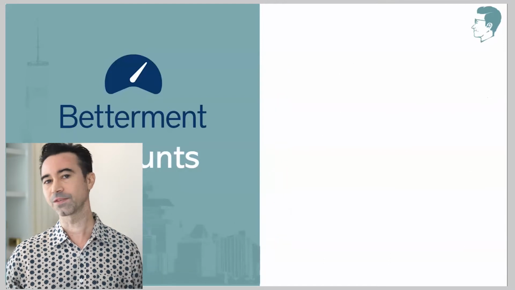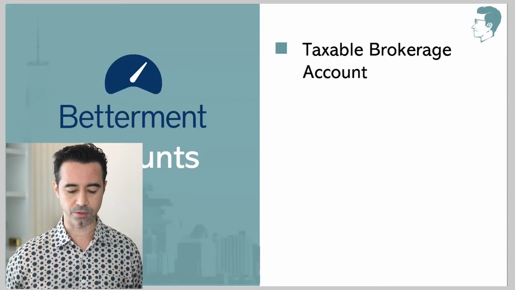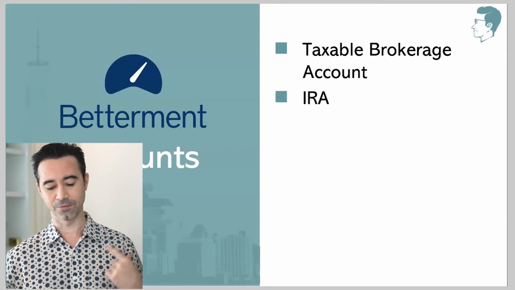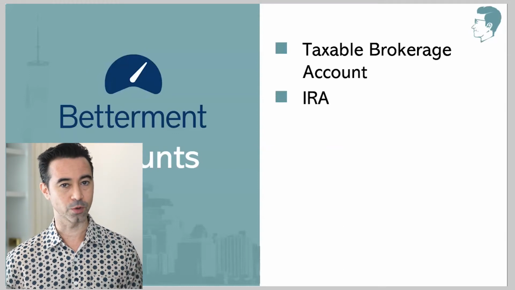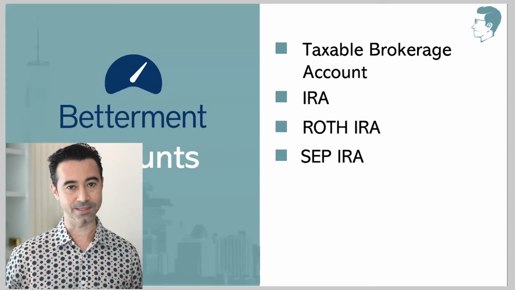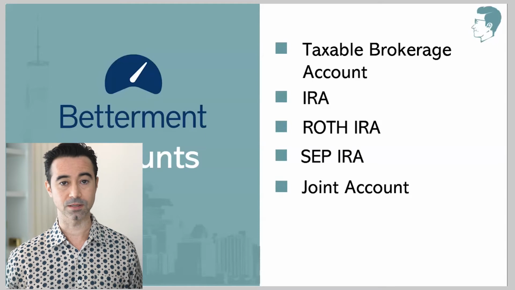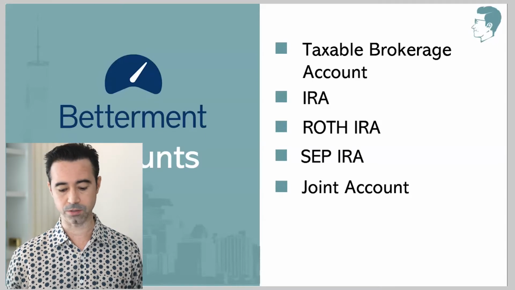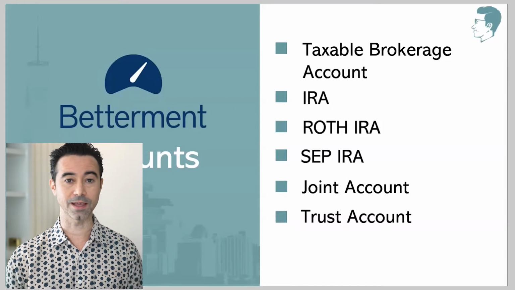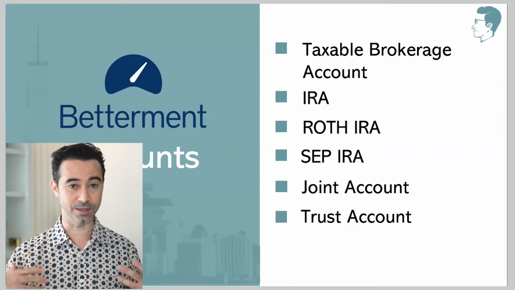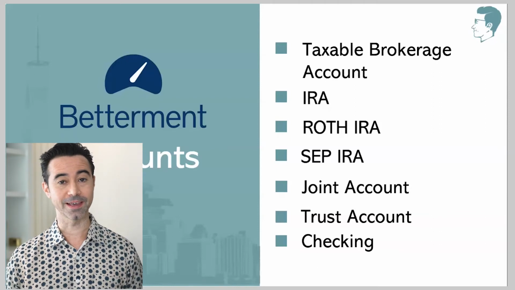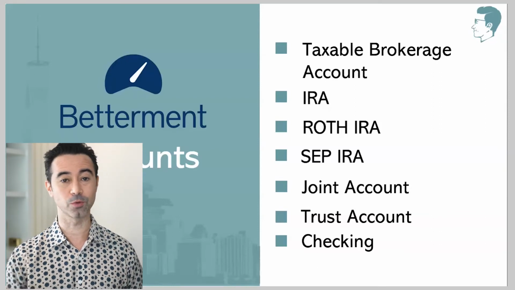As for the types of accounts that Betterment offers, there are all the really important accounts. They have a taxable brokerage account. If you have an IRA, of course, that's something you want to be able to add to your Betterment account. If you have a Roth IRA, the same. A SEP IRA, a joint account, so if you want to have an account with a spouse. A trust account, if you have a trust, or if you're going to set up a trust, trust accounts can be integrated into this. There's also checking available, so Betterment does offer a checking account with a debit card and things like that. We'll go over that in a second.